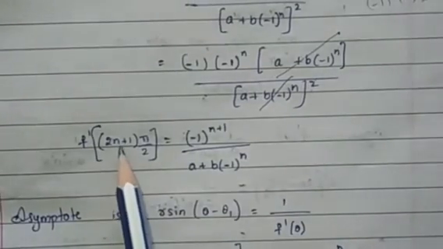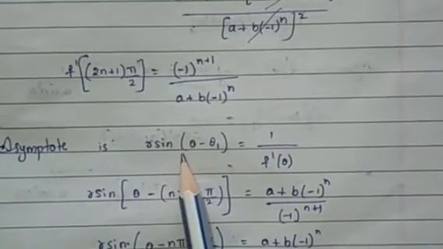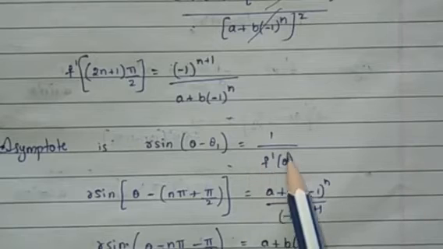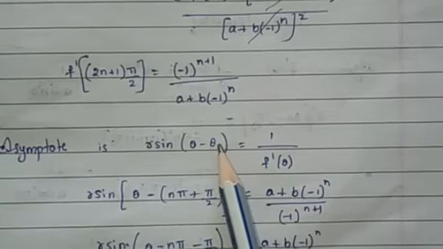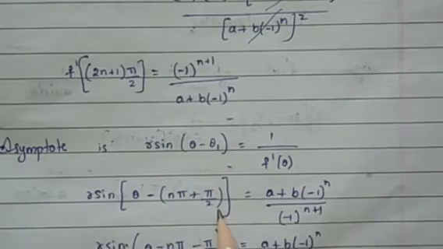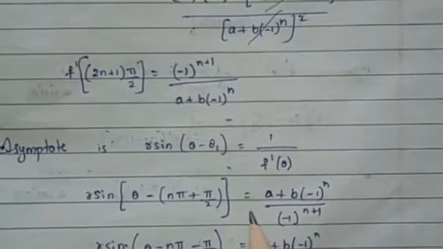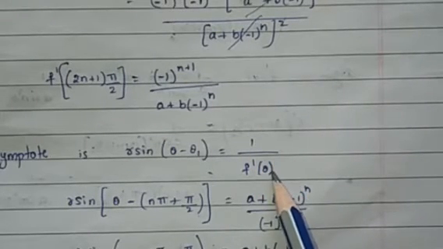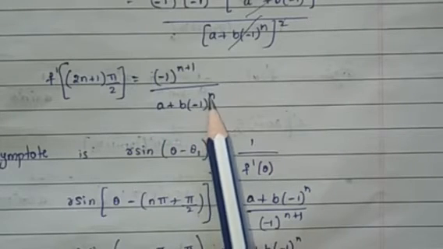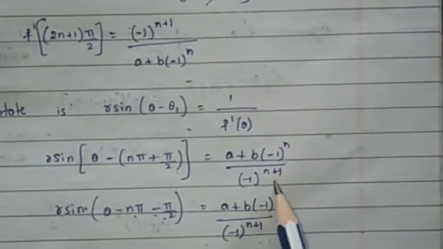Okay, that is the f dash of theta 1 value. So the asymptote is r sin(theta minus theta 1) equal to 1 by f dash of theta 1. Here theta 1 is n pi plus pi by 2, or (2n plus 1) pi by 2, which is equal to 1 by f dash of theta. 1 by f dash of theta means (a plus b) into (minus 1) to the power n, by (minus 1) to the power n plus 1.